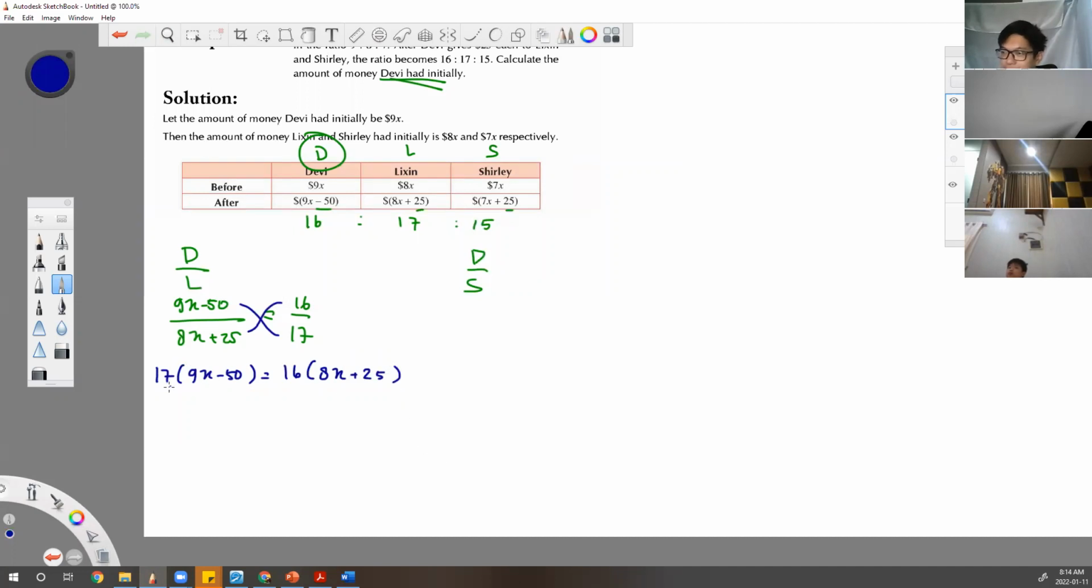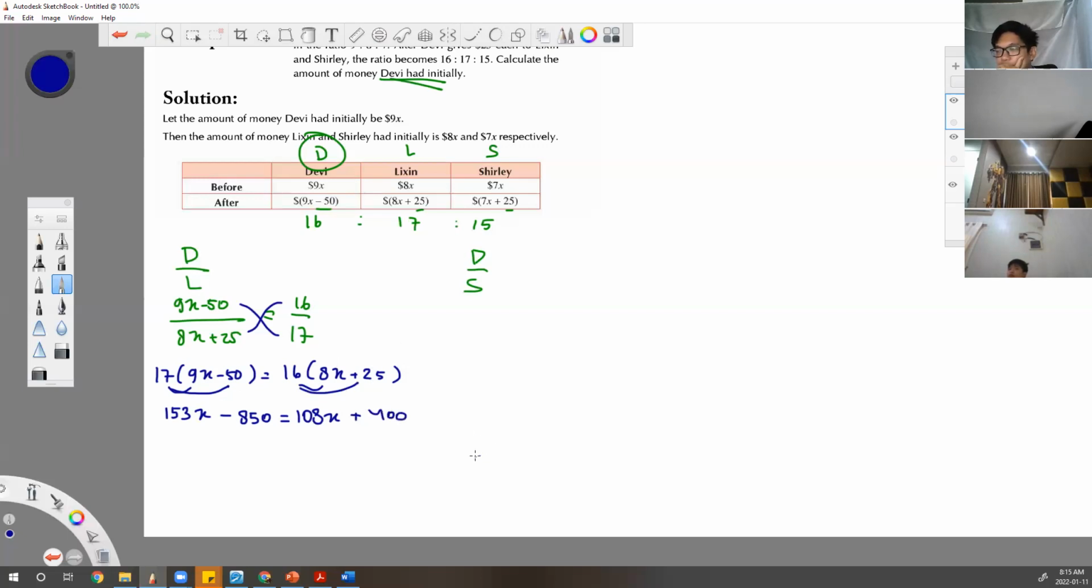Yeah. Okay, 17 times 9, 153. Benar nggak sih? 153 minus 17 times 50, 850. 16 times 8, 128x, and then plus 16 times 25 itu 400.